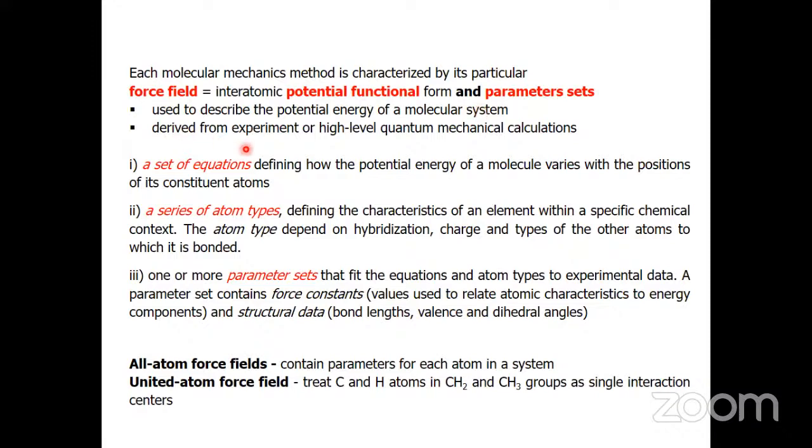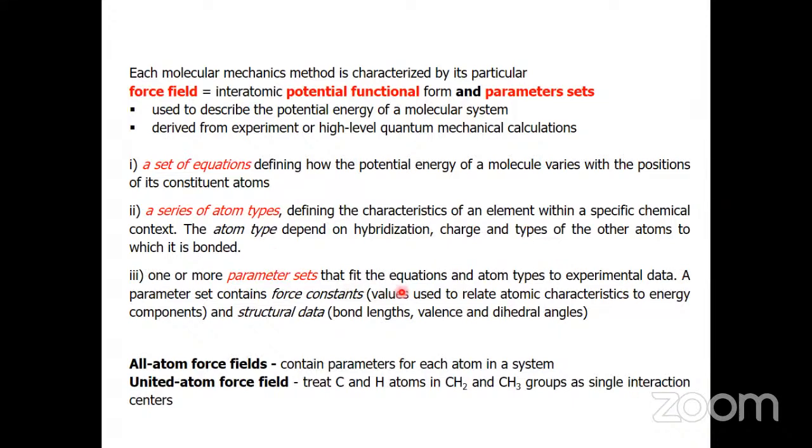It is derived from experiment and high-level quantum mechanical calculation, and it is always based on a set of equations. Remember, it is always based on the set of equations that defines how the potential energy of a molecule varies with the position of its constituent atoms. A series of atom types is also important, which defines the characteristic of an element within a specific chemical context. It may be any chemical context. The atom type depends on hybridization, charge, and types of other atoms to which it is bonded.